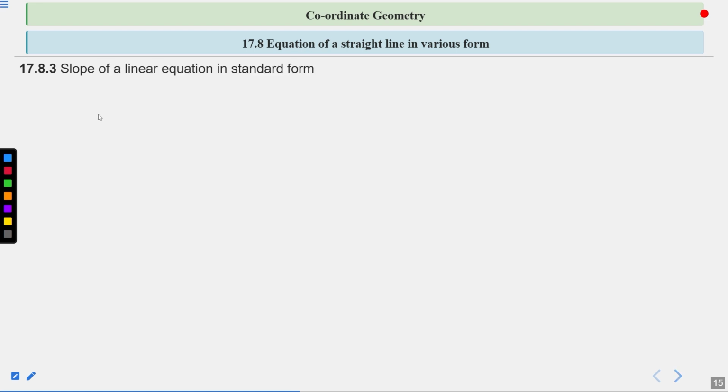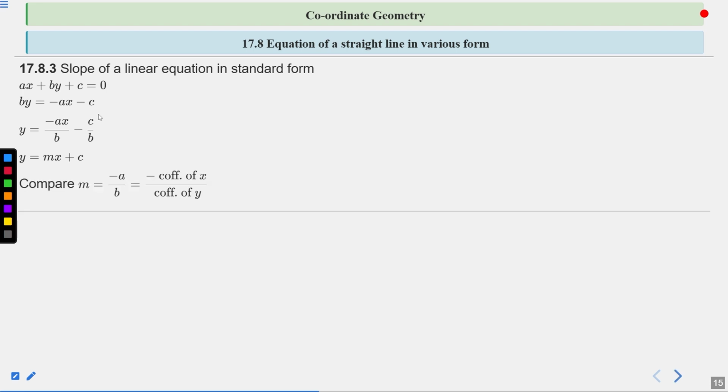Slope of a linear equation in standard form. ax plus by plus c equals to 0. So we can say that by equals minus ax minus c. So y becomes minus ax upon b minus c by b. We know y equals mx plus c, so comparing, m equals minus a upon b, which equals minus coefficient of x upon coefficient of y.